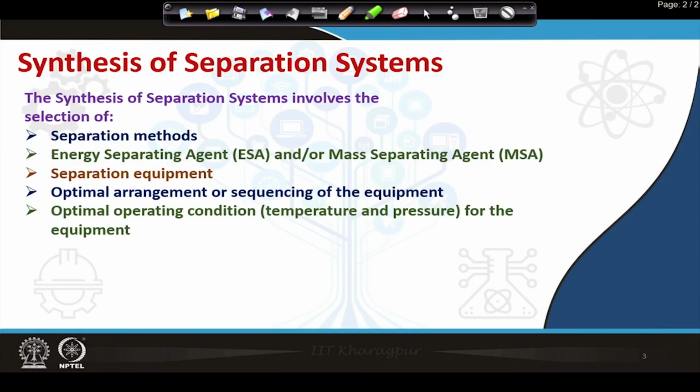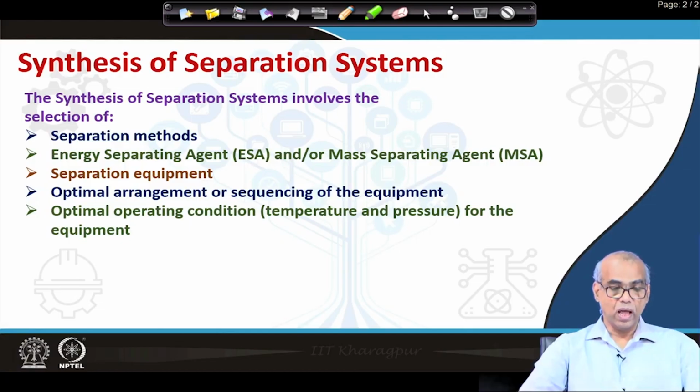Now, synthesis of separation systems involves the separation methods. So, you have to select separation methods along with energy separating agent and mass separating agent. We have to select separation equipment and then optimal arrangement or sequencing of this equipment, and finally, optimal operating conditions such as temperature, pressure for the equipment. So, this is what we mean by synthesis of separation systems.